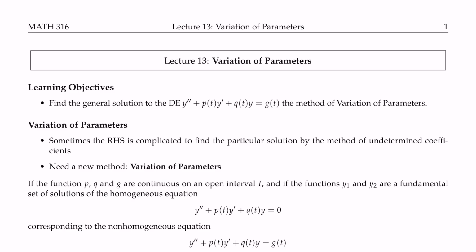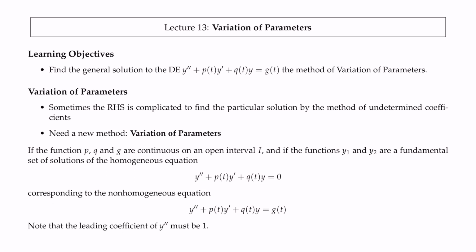And for particular solutions, we used the method of undetermined coefficients to determine the particular solutions based on the right-hand side of the non-homogeneous differential equations. In this lecture, we're going to look at the method called variation of parameters, where we use this method to find the particular solutions for the non-homogeneous differential equations.